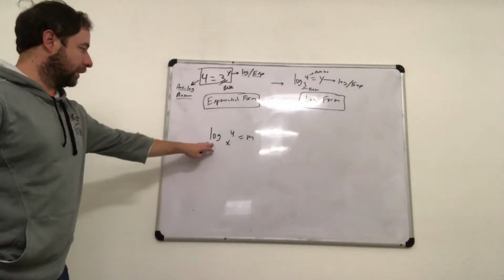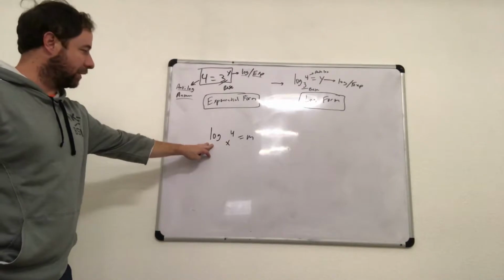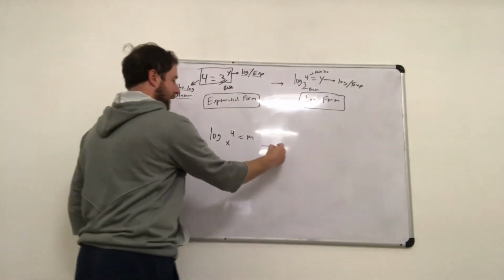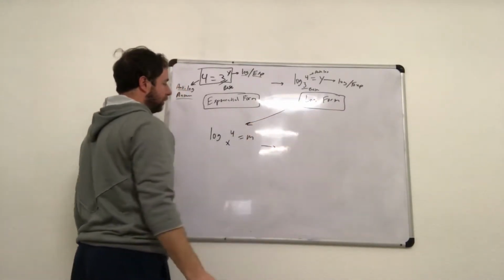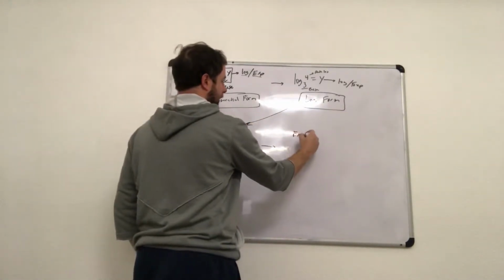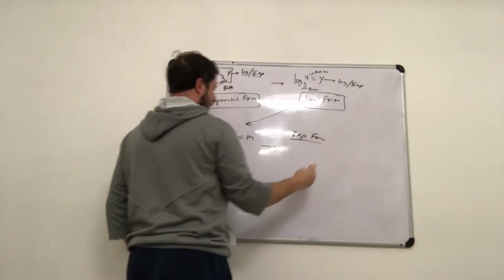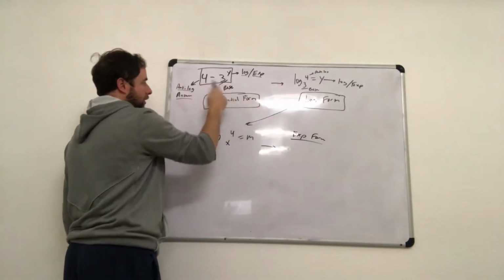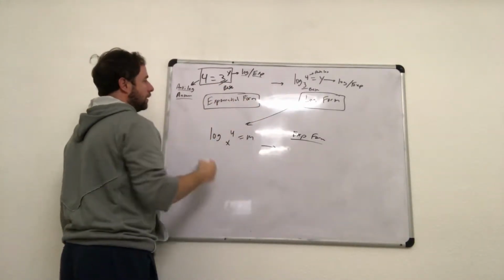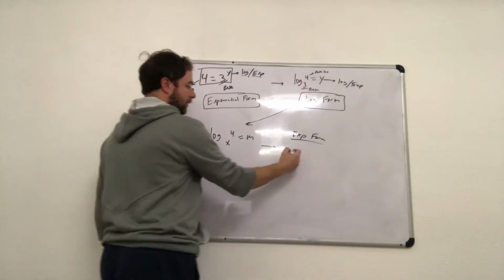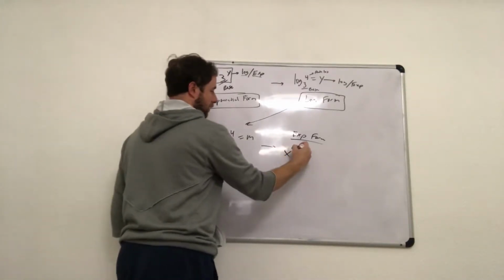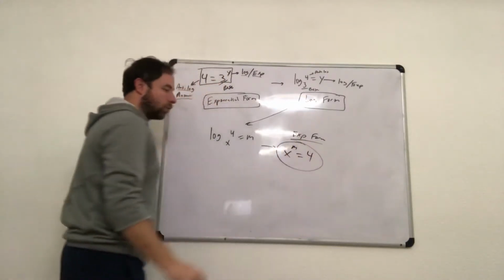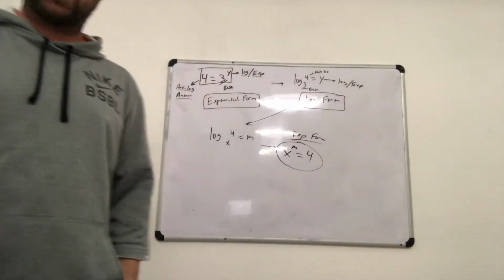So another one, they're going to give you an example like this. They're going to say log x4 equals m, and they want you to write that. Obviously, this is log form, and they want you to write it in exponential form. How do we do that? Well, you just take the labeling of log form and change it to the labeling of the exponential form. So it's x is the base, m is the exponent, and 4 is the answer. So this would be writing this particular problem in exponential form.